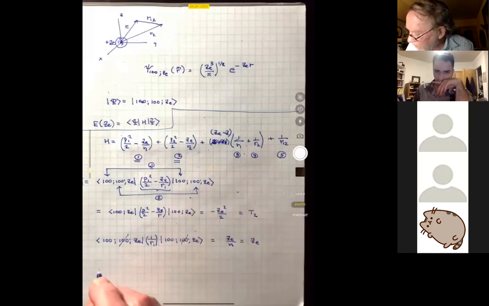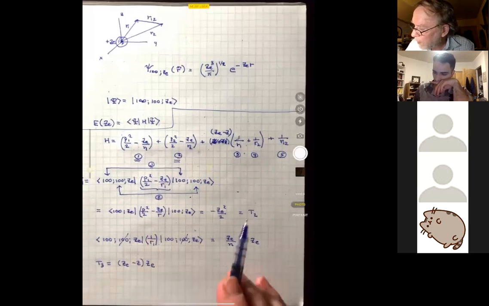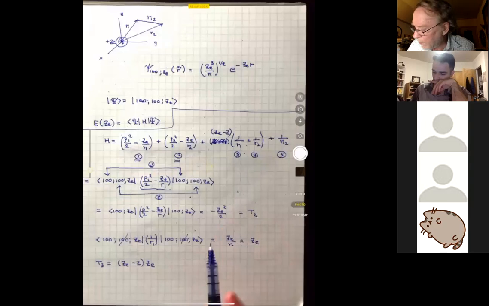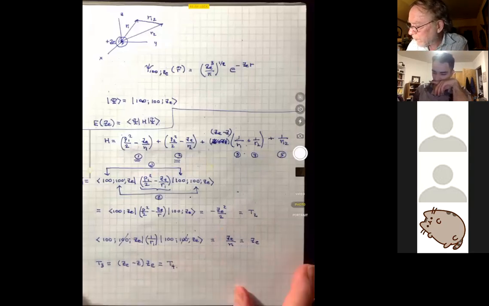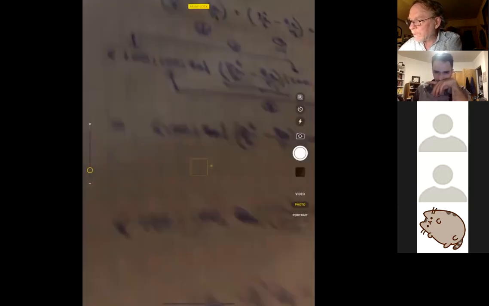And so to write T3, the third term, that's going to be this prefactor, Z_E minus Z, multiplied times Z_E. All right. And then term 4 is going to be the same because we just swap labels 1 and 2 and go through the same analysis. So T3 is equal to T4. Okay. Now then, let's do T5. That's the last one, 1 over R12.